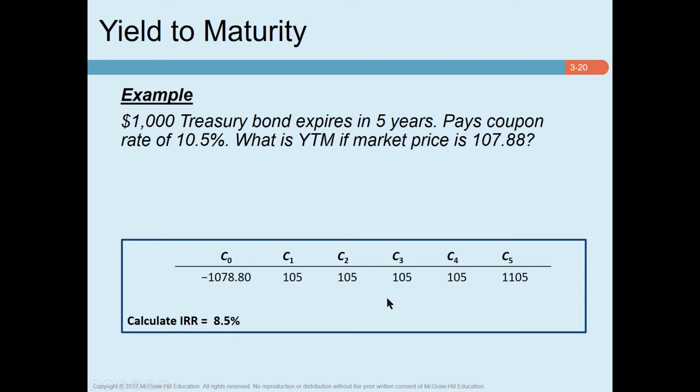Now, if you want to know the YTM, you can simply calculate the IRR. We will be discussing IRR in future, which will be the rate that equates the present value of all these cash flows with the initial investment. So that's 8.5%.